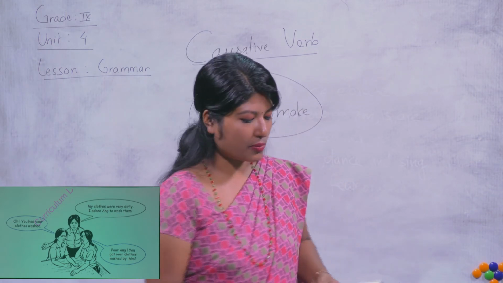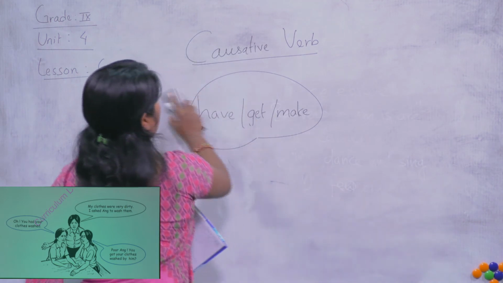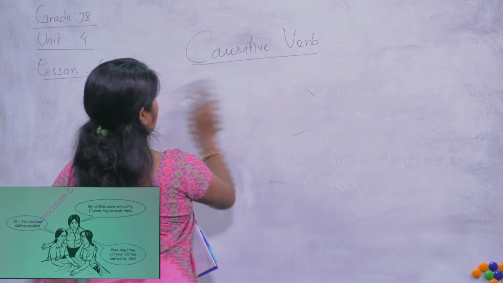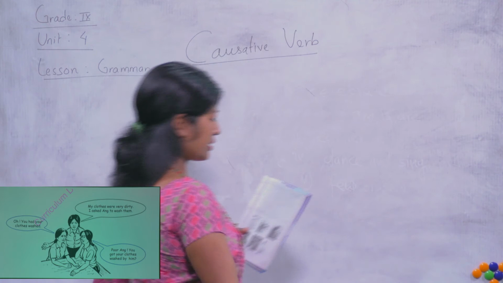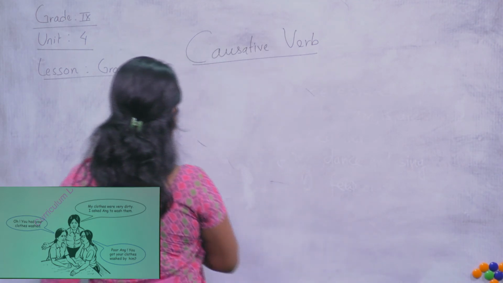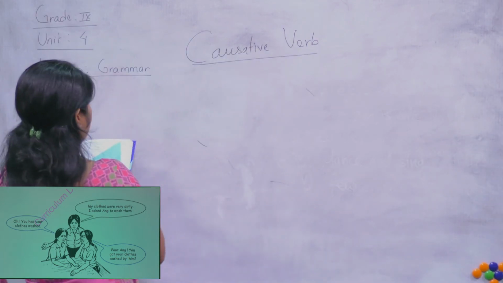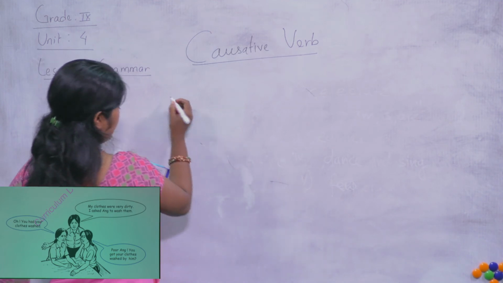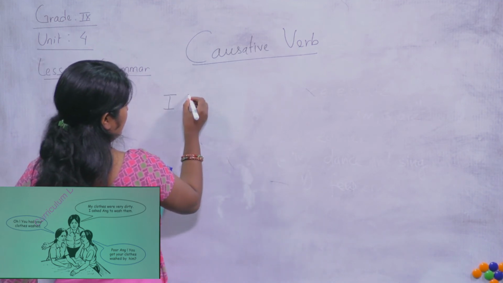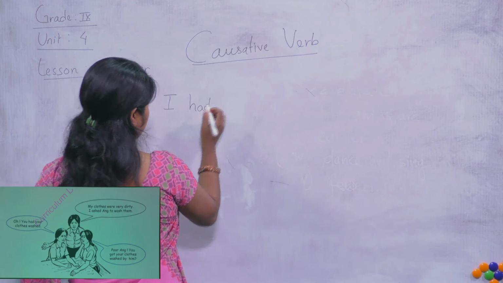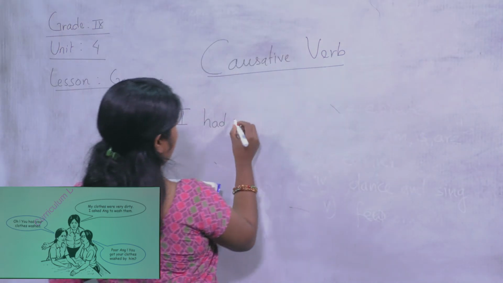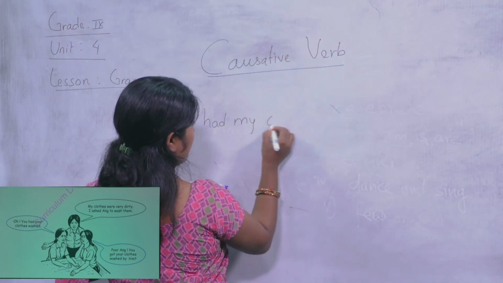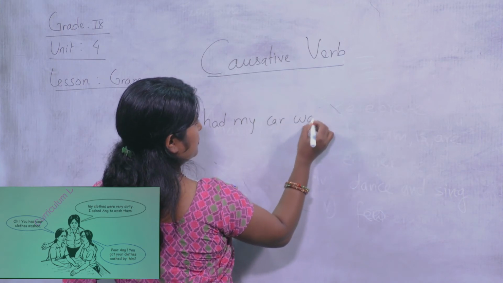Okay, let's write these structures on the board. Here it goes. Let's start with had. I had my car washed.